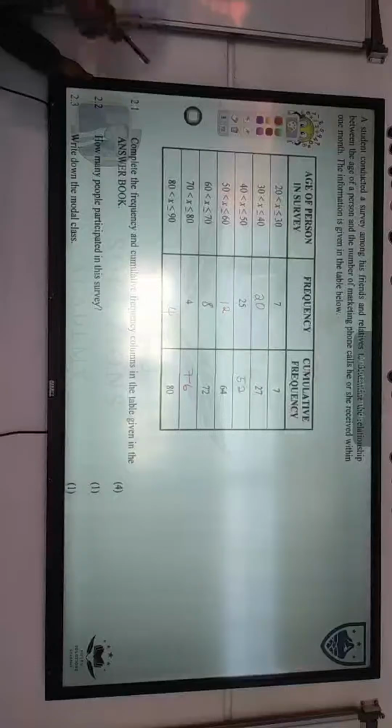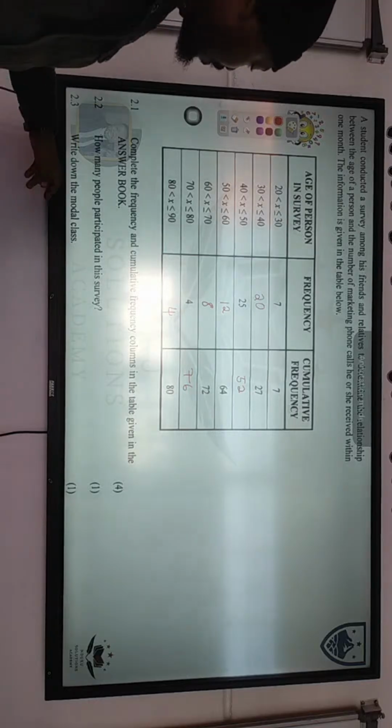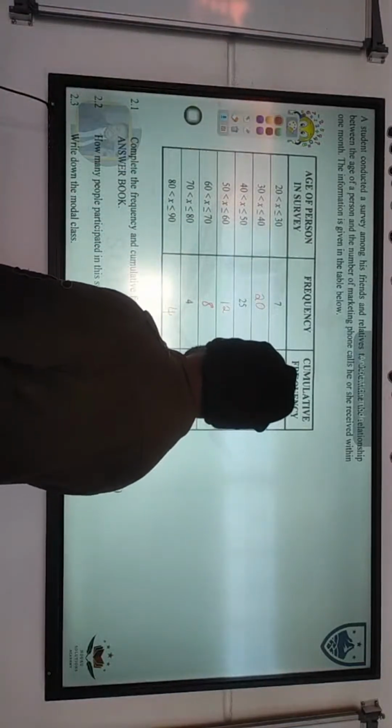Something must give me 64. 64 plus 8 will give me 72. 72 plus 4 will give me 76. And then I need to get 80. So 80 minus 76 is actually 4. Are we all fine? Now the total number of learners will be 80.